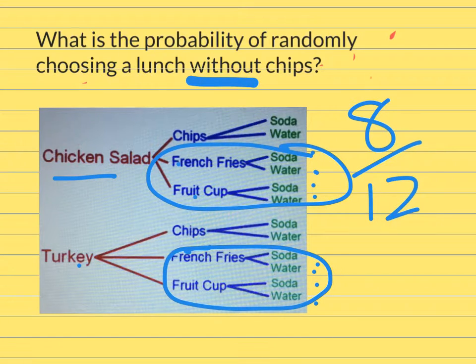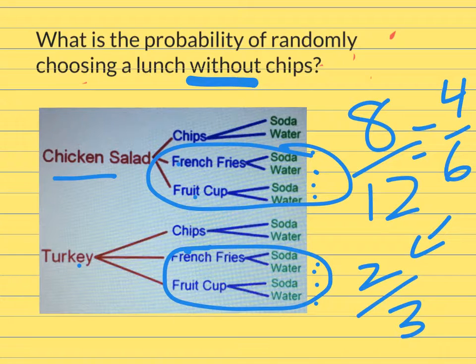would include a lunch without chips, and we could reduce that. Let's divide that in half. 8 divided by 2 is 4. 12 divided by 2 is 6. And then we could reduce that even further to 2/3. 4 divided by 2 is 2. 6 divided by 2 is 3. So 2/3, 2 out of 3, is the chance of randomly picking a lunch without chips.